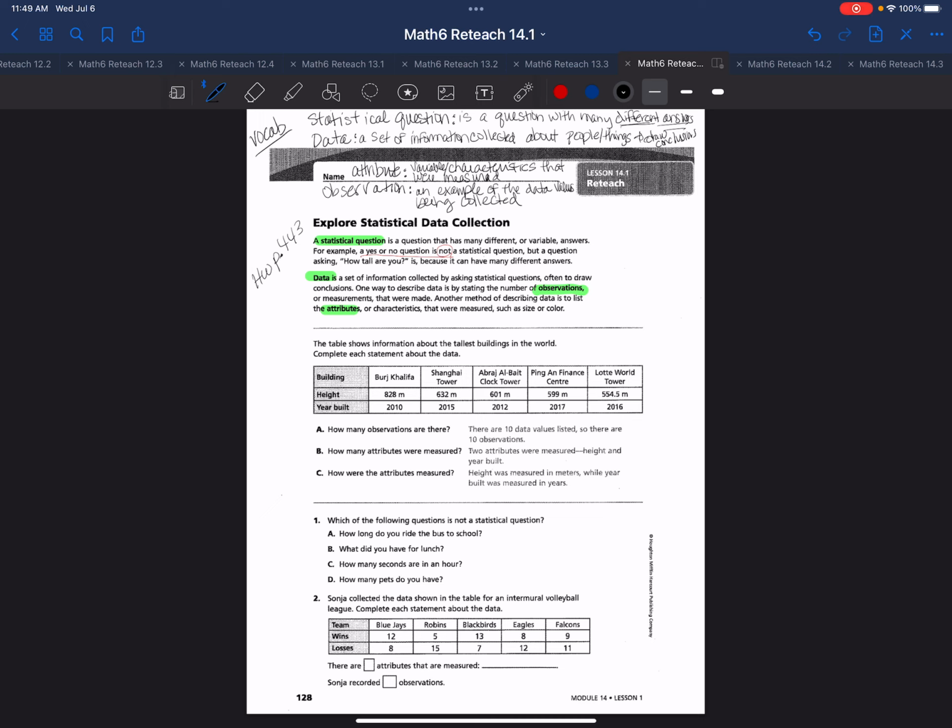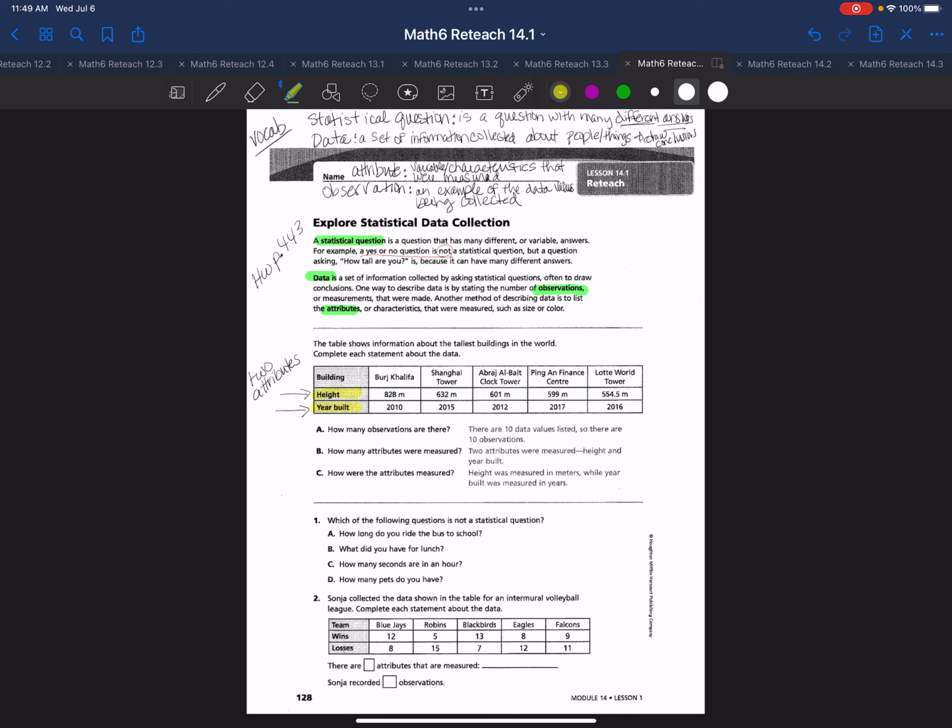So let's look at this table in the example. Here we're saying these are our 2 attributes for this example. It shows information about the tallest buildings in the world. Complete each statement about the data. So here are my 2 attributes. I have the attribute of height and the attribute of year built. Those are my attributes.